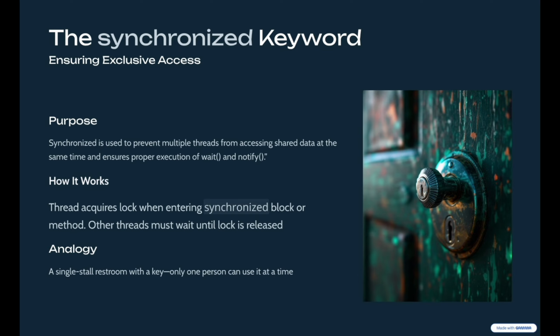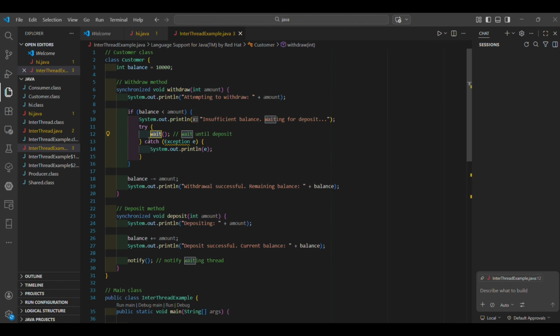Why do we use synchronized? Synchronized is used to prevent multiple threads from accessing shared data at the same time and to ensure proper execution. Wait and notify, in real time, can be used in banking systems, where a withdrawal waits until enough balance is deposited.